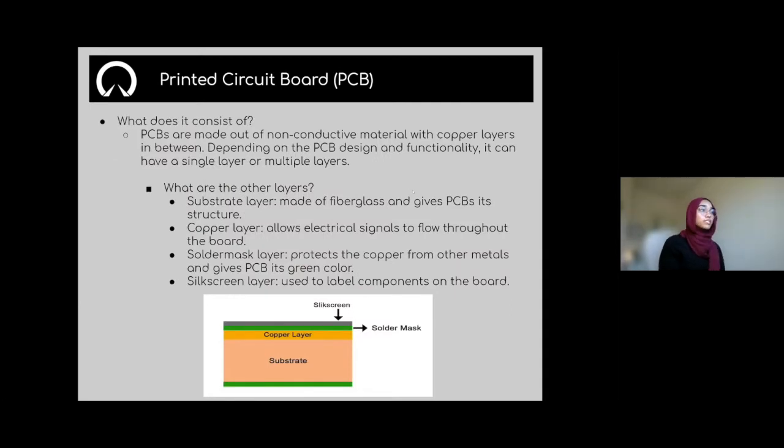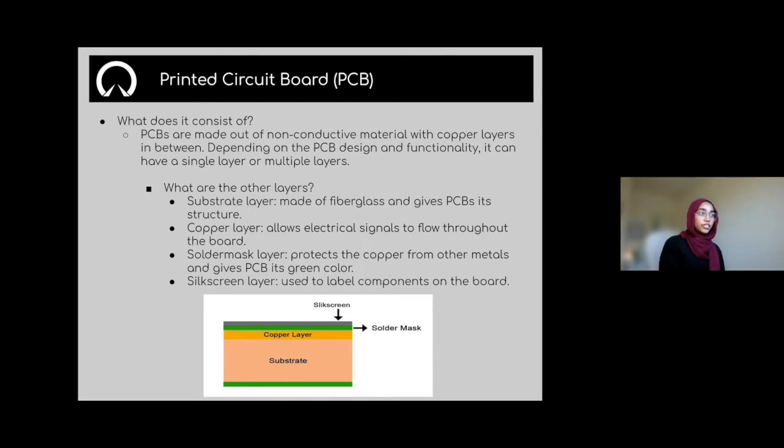So what does a PCB consist of? PCBs are made out of non-conductive material with copper layers in between. And obviously, depending on the PCB design and functionality, it can have a single layer or it can have multiple layers. So what are the layers? There are four main layers.